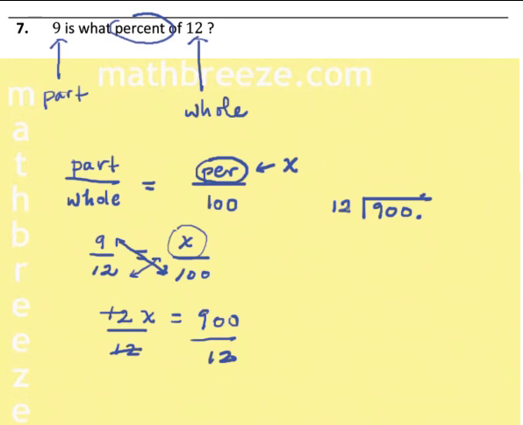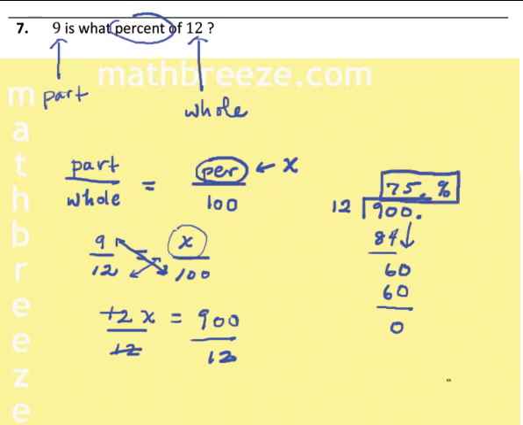So 12 into 90, that's 7 times. We get 84. Subtract, we have 6. Bring down the 0. And 12 goes into 60 exactly 5 times. And there's our percent, 75%.